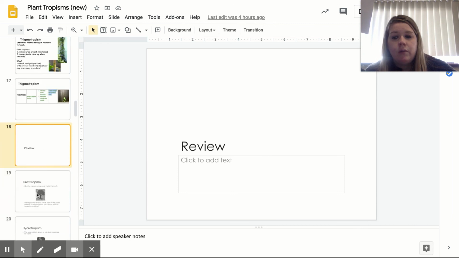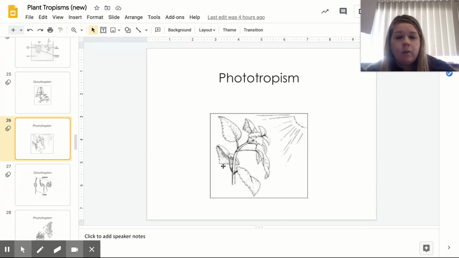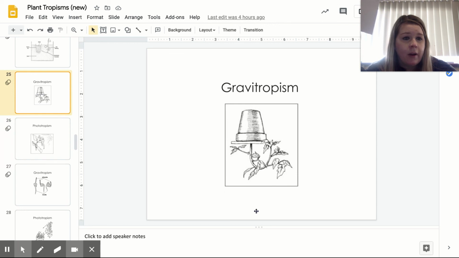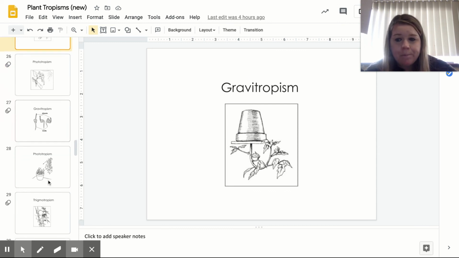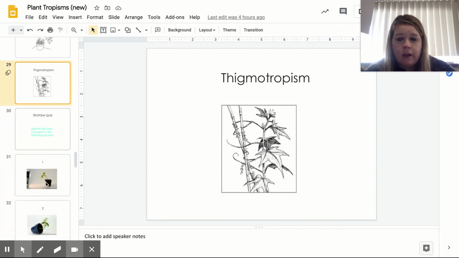Okay, so let's review. Remember, phototropism is the plant is going to grow towards the sunlight. Gravitropism, no matter where you put that plant, the stem, the shoot system is going to grow up. Okay, the roots are going to grow down, okay? Thigmotropism, remember vines, plants are going to climb on structures to reach the sun, all right?